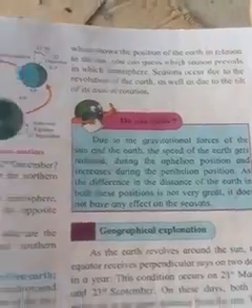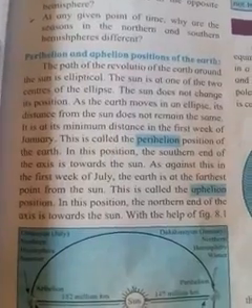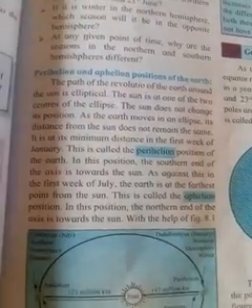Seasons occur due to the revolution of the earth as well as due to the tilt of the axis of rotation. That means the path of the revolution of the earth around the sun is elliptical. Elliptical means oval shaped. The sun is at one of the two centers of the ellipse.